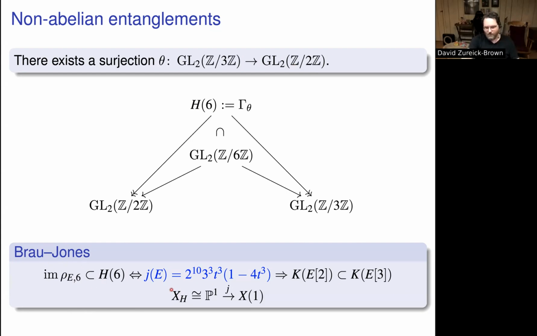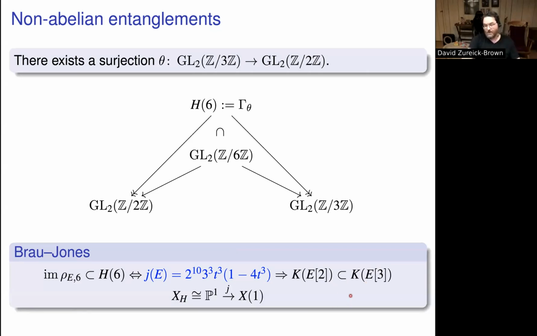Brown and Jones worked out equations for the modular curve. So the modular curve is a P1, easy equations, but it has a J map. So really they worked out equations for the map to the J line here on the bottom. And then the moduli interpretation is if the image of Galois is contained in this weird group, then actually the 2 torsion field is contained inside the 3 torsion field.